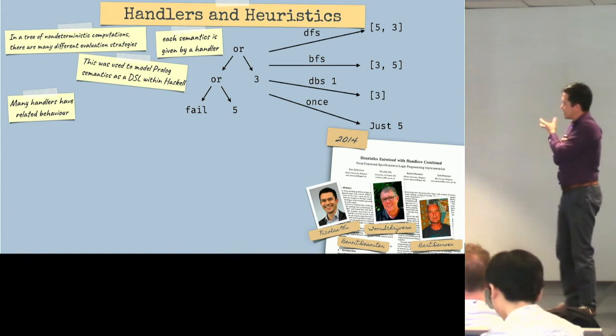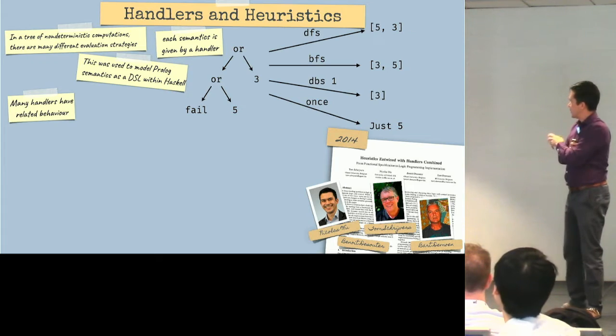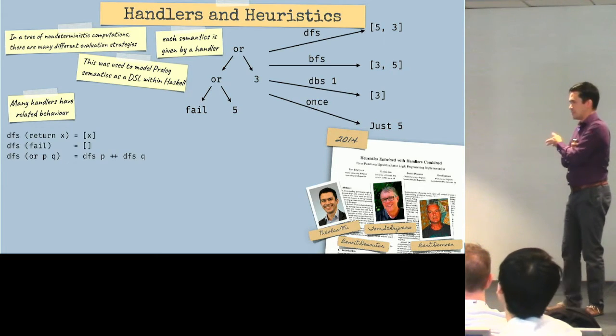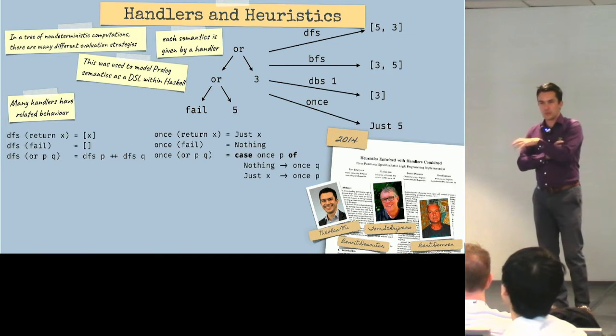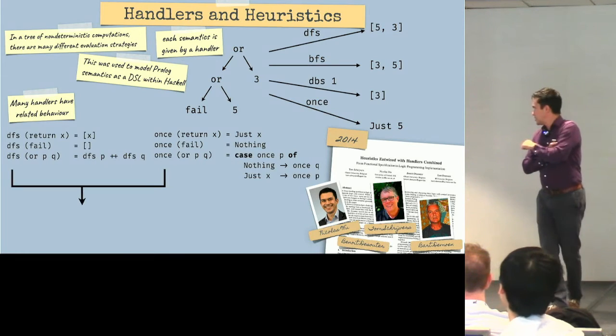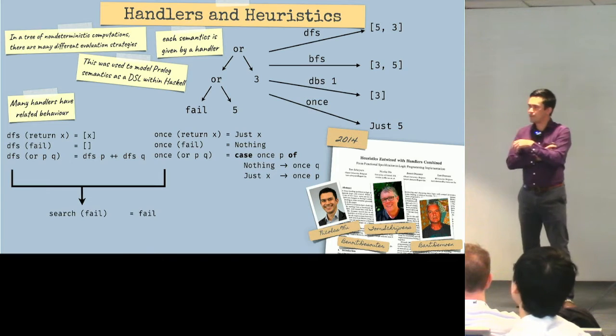It turns out that these different handlers, DFS, BFS, DBS, and once, all have related behavior in the sense that, okay, sure, they do different things in terms of their traversal strategies, but they're combined in the sense that if you search for fail, you get fail.